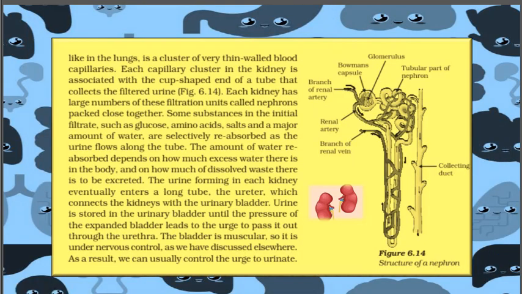And here the urine is stored in the urinary bladder. Okay, if a one marker question will ask where urine is stored. So it's stored in the urinary bladder until the pressure of the expanded bladder leads to the urge to pass it out through the urethra.